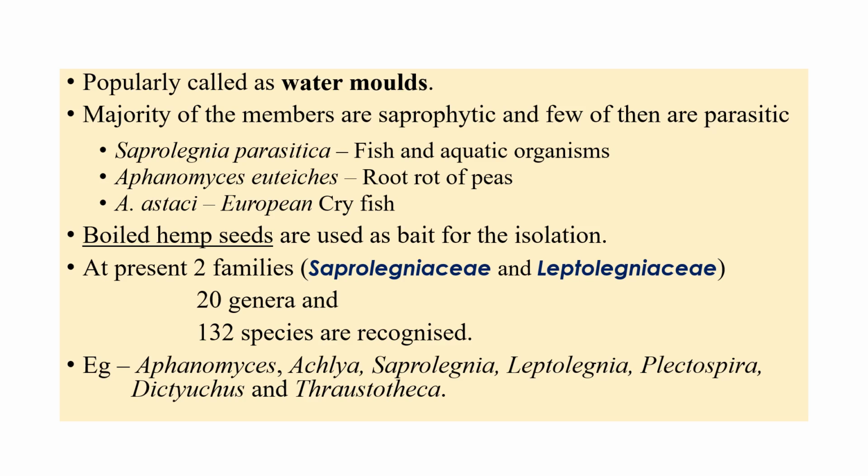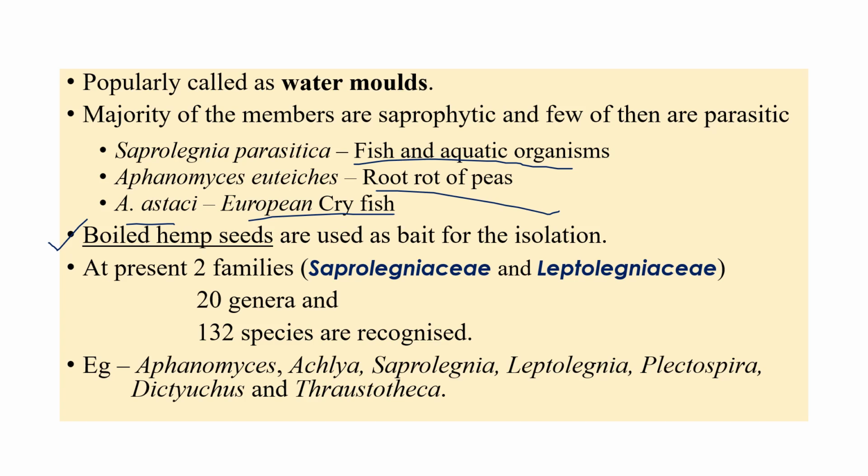Now I'm just giving some important diseases. Saprolegnia parasitica, which is aquatic, is parasitic on fish and aquatic organisms. Aphanomyces euteiches causes root rot of peas, and Aphanomyces astaci causes disease in European crayfish. Generally, to isolate Saprolegniales, boiled hemp seeds can be recommended as baits for the isolation. You just boil the hemp seeds and put them in the soil, and we can easily isolate Saprolegniales.